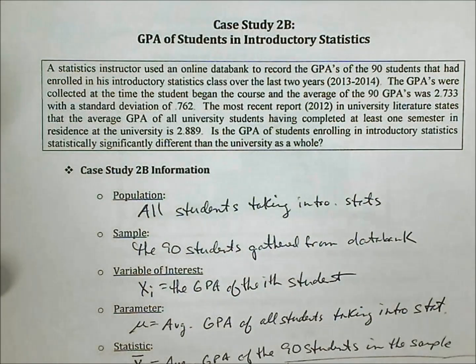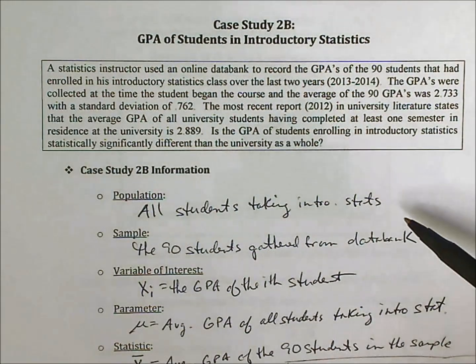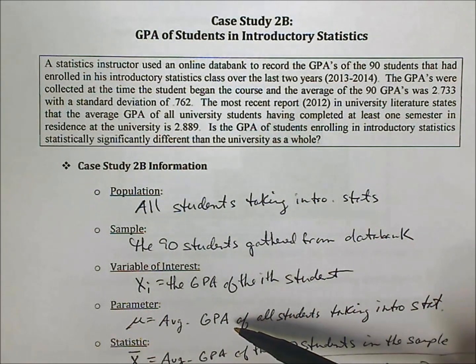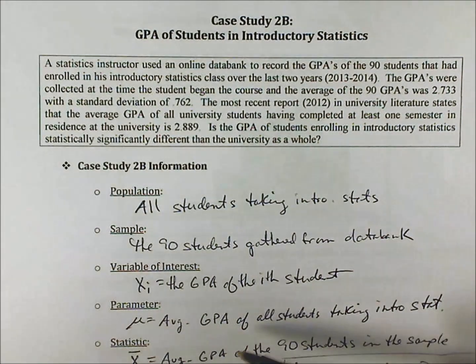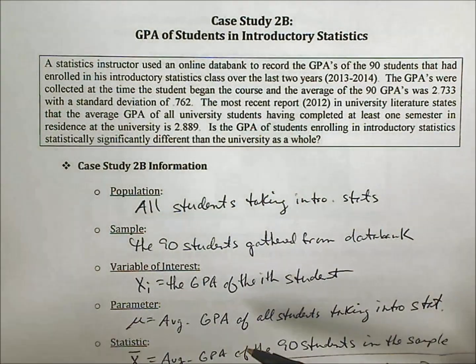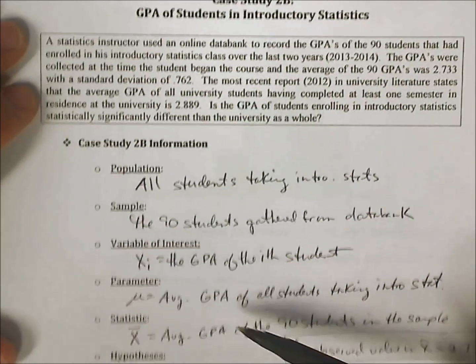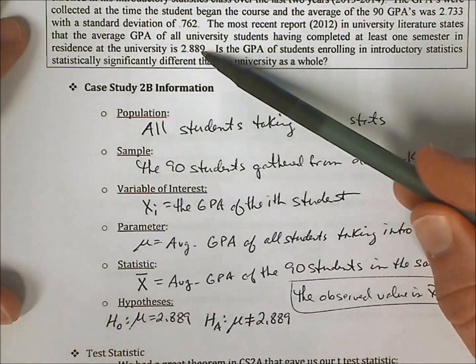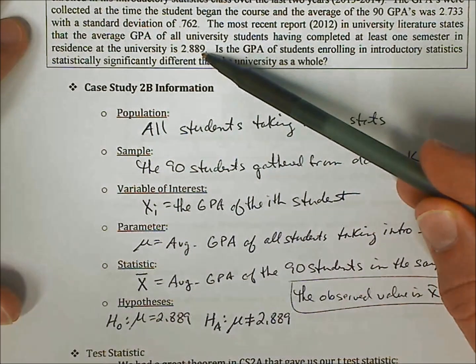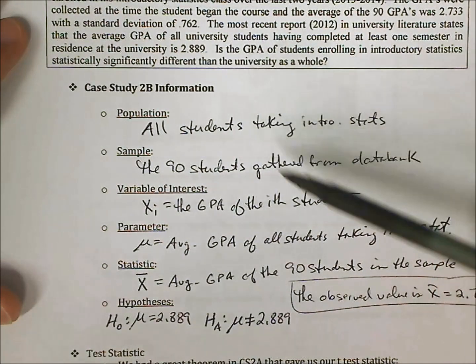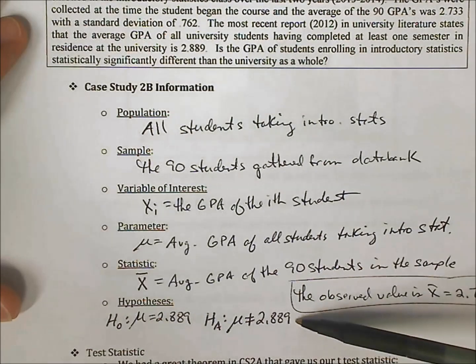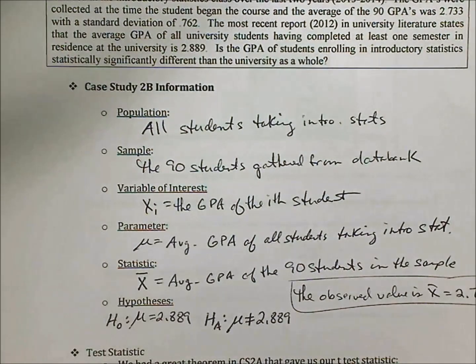But you recall in case study 2b, we're saying something about all students taking intro stats, in particular, the average GPA of all students taking intro stats. And this question of interest was whether or not the average was different than 2.889. 2.889, you recall, was the overall university average GPA. And so we're comparing the average GPA of all students taking intro stat to the overall GPA average for all university students.